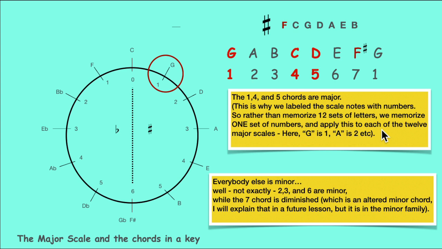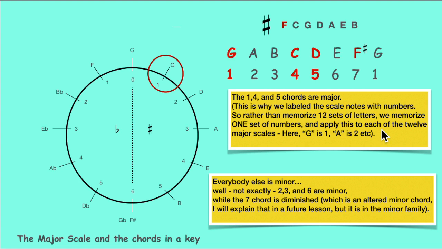Makes sense. G is the first note of the G major scale, so that would be number 1. Notice that C is 4 and D is 5. Everybody else is minor. Not exactly. Yes and no. The 7th chord is really diminished. 2, 3, and 6 are minor. 7th chord is really diminished. But why do I say 1, 4, 5 major, everybody else is minor? Well, it's because this diminished chord is an altered minor chord. It belongs in the minor chord family. And I discovered when I was teaching this in the classroom, if I'd say 1, 4, 5 is major, 2, 3, 6 minor, 7 is diminished.